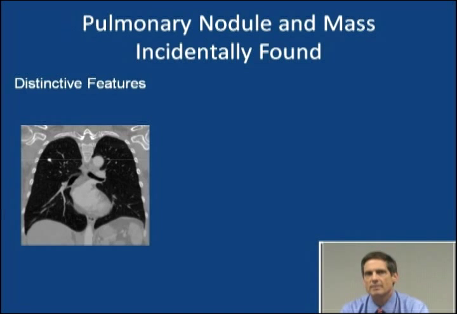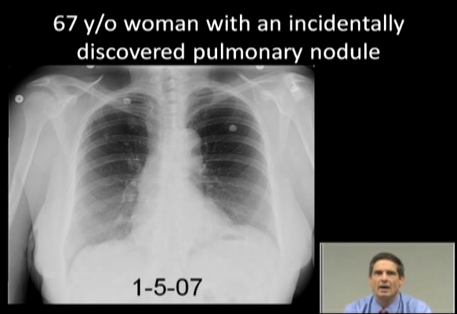So let's talk first about distinctive features that you may see on a CT scan or plain film that would allow you to make a specific histologic diagnosis or at least avert any further and more expensive workup. Here's a patient with an incidentally discovered pulmonary nodule in the right upper lung. She was having a chest x-ray done for some other reason.